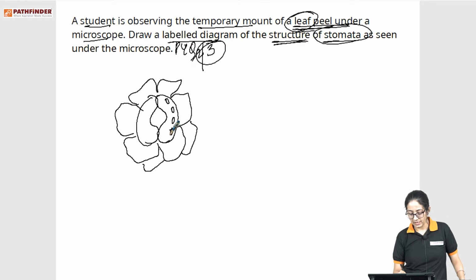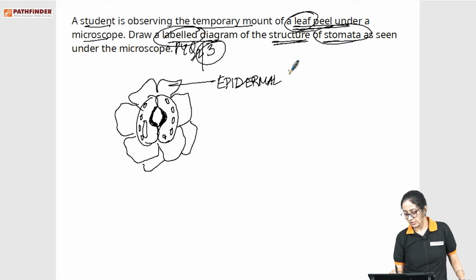There are the chloroplasts present, then you have the vacuole. Now just mention one more thing, that is the thickening of the inner cells. The inner guard cells have a thicker wall. Now label the diagram. Again, just drawing it will not fetch you marks. You have to label it. What are these? These are the epidermal cells. Then what are these? These are the guard cells.